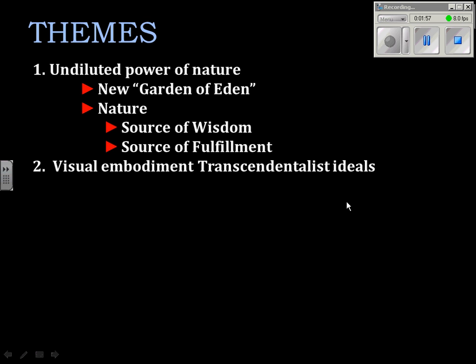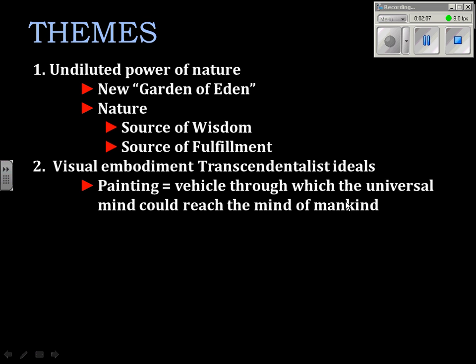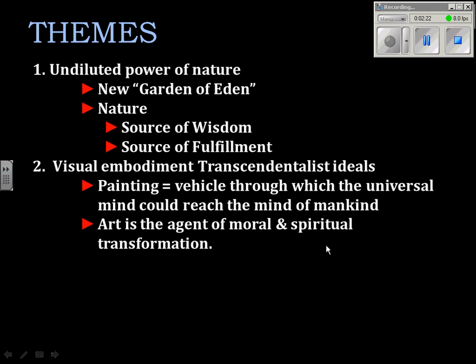We also see another theme, which is the transcendentalist ideas. I know a number of you have taken classes with Mr. Zarda that talk about transcendentalism. Your reading and Garrity also has spoken of it. And painting becomes a vehicle, as it says here, through which mankind could reach the minds of other people. Again, you will see as we look at these paintings, the idea of the transcendentalist is going to be very, very important to creating spiritual and, as it says here, moral transformation.